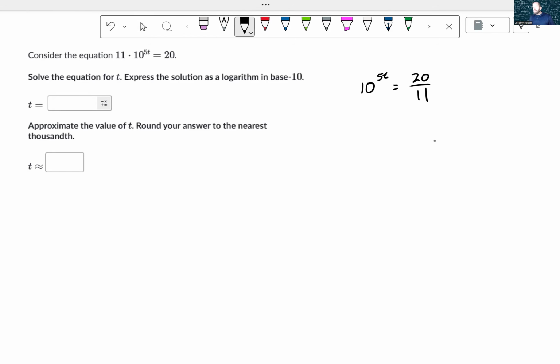Now, it would take a very, very long time to solve this without logs. You would have to do guess and check for what t is. And it's certainly possible to solve that way, but I would say that would take a very long time. So using logarithms, we can speed up the process and solve it algebraically. So we can take the log of both sides. I believe we covered this in the last section. So if we take the log of both sides, we get log 10 to the 5t is equal to log 20 over 11.